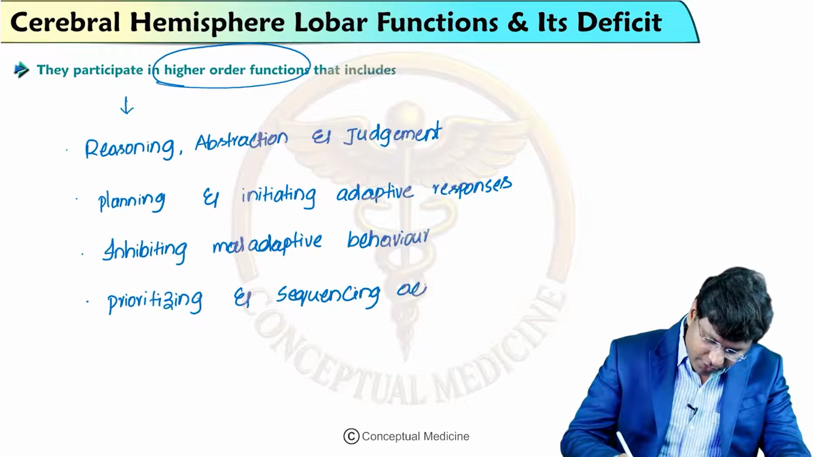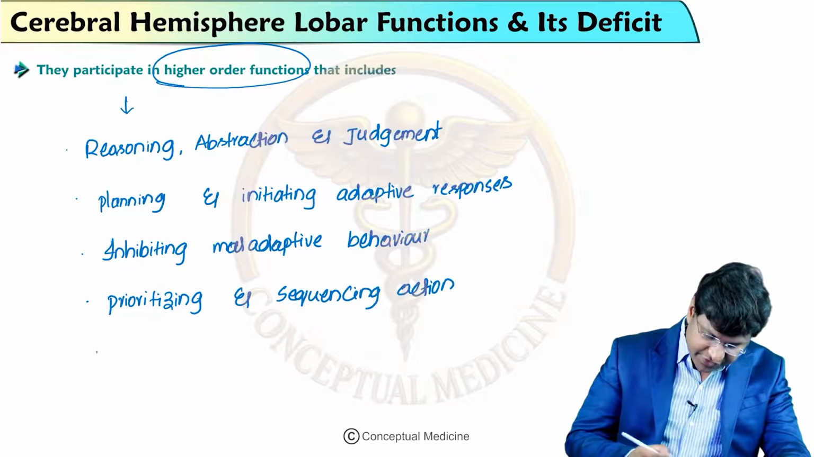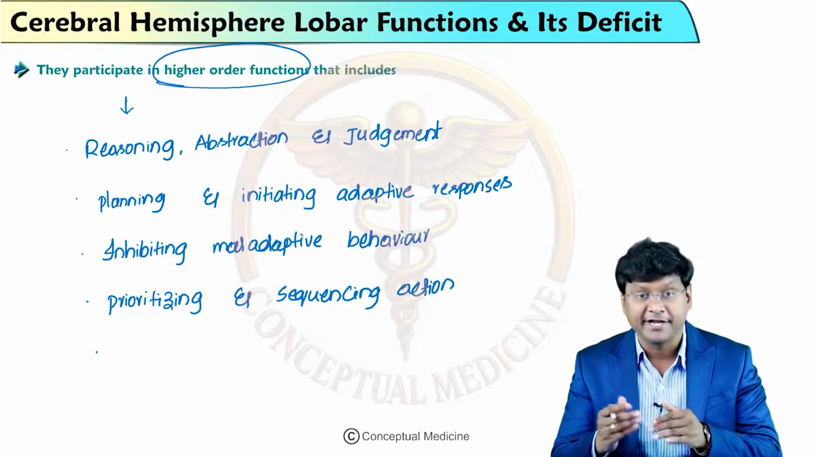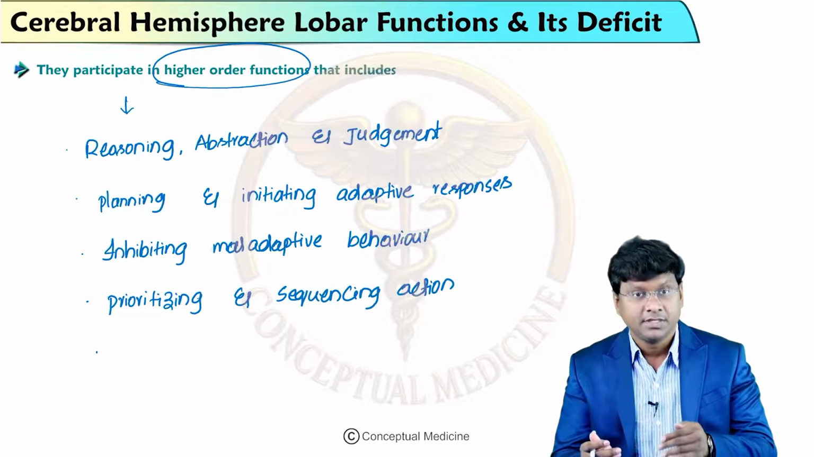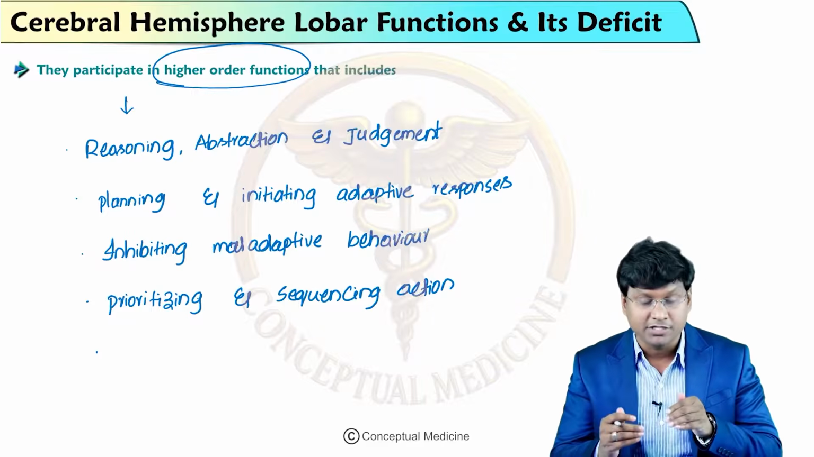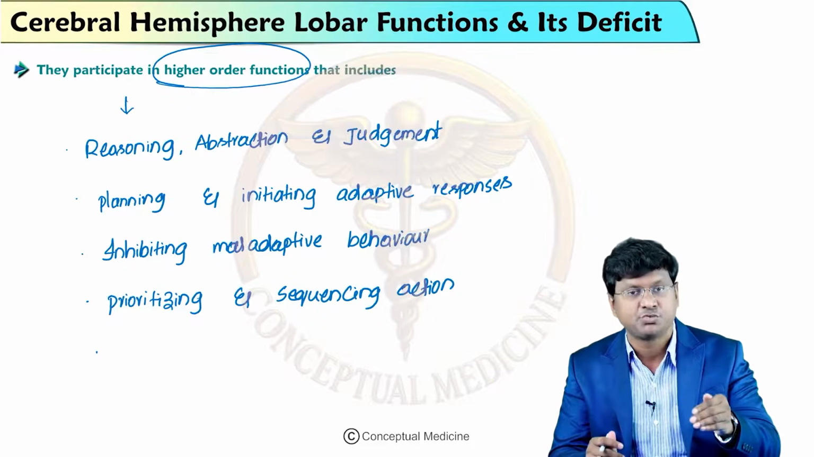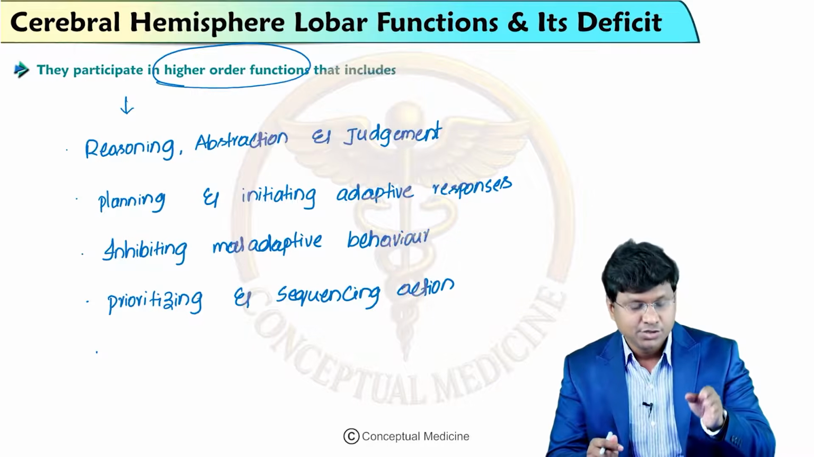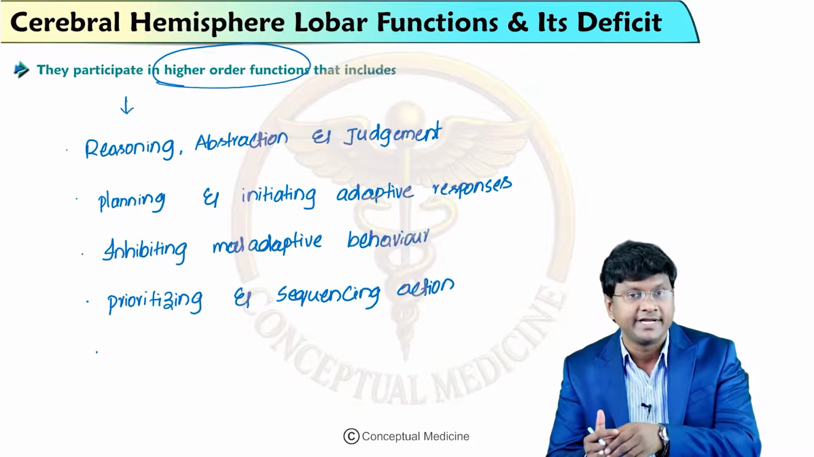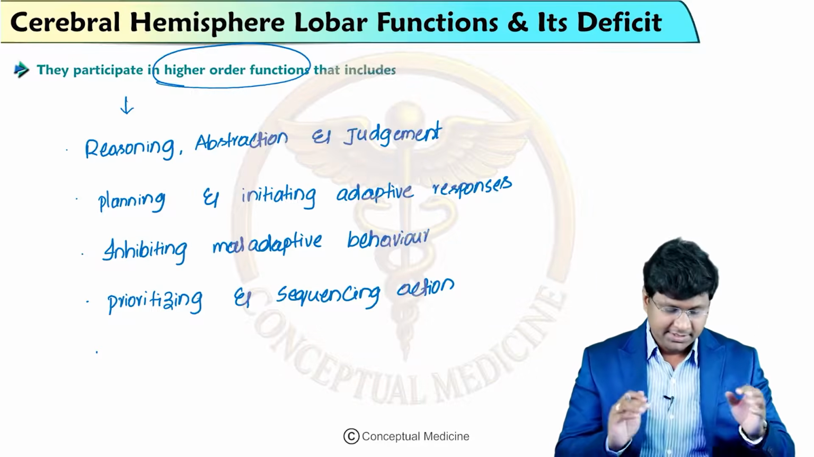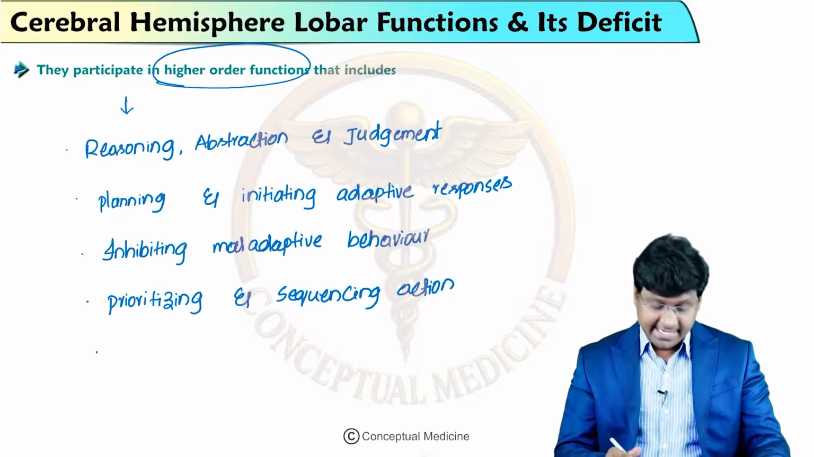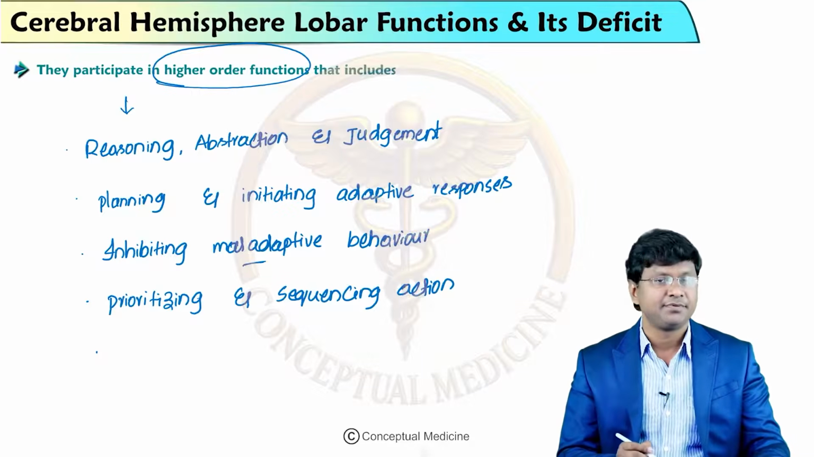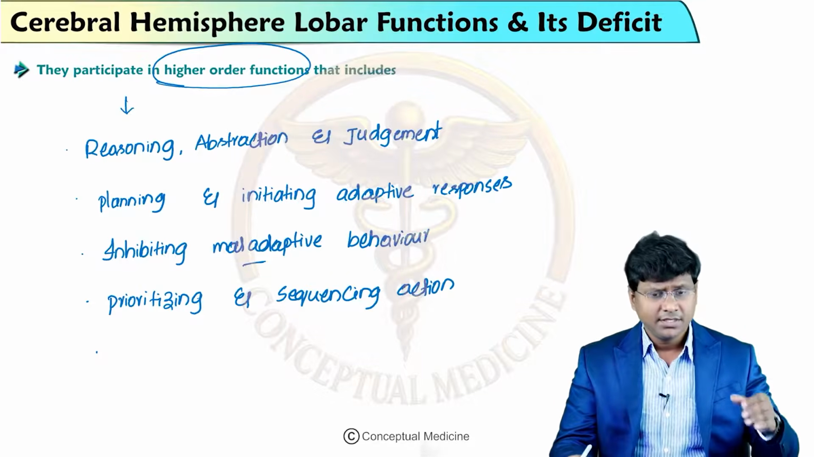So, the frontal lobe is the one which will cause that prioritization, right? The process of the prioritization: this is important, this is less important. So this I have to do first, this I have to do later. That is sequencing action that is being done by your frontal lobe. And inhibiting the maladaptive behavior, right?